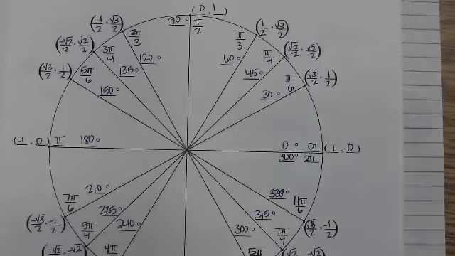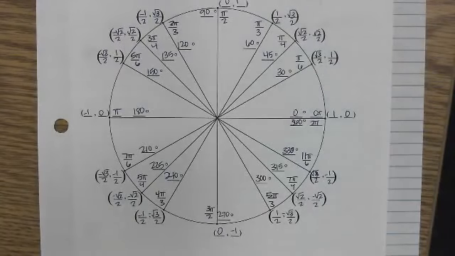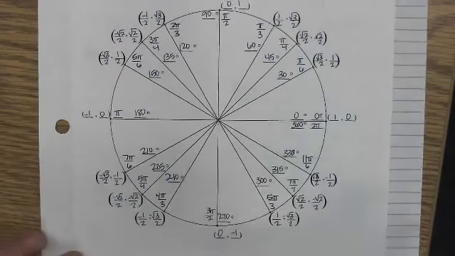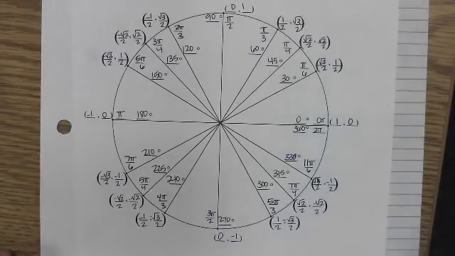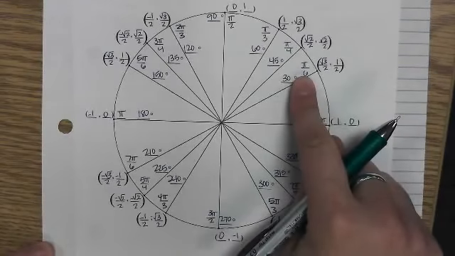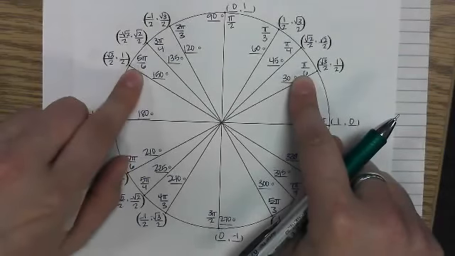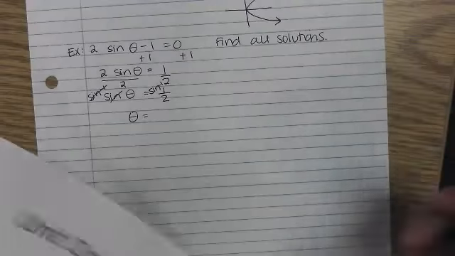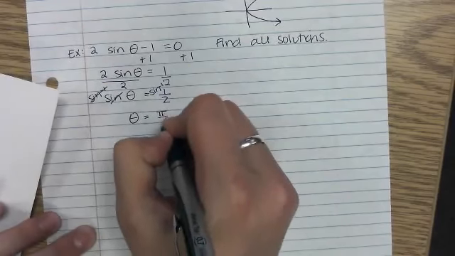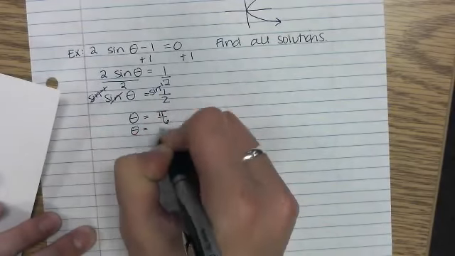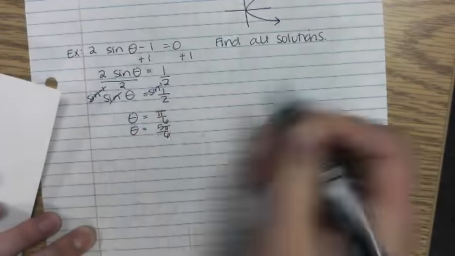So when we look on our unit circle, we don't just care about quadrant 1 and 4 this time. We actually care about all 4 quadrants. So where would the y-coordinate be? Positive 1/2. Pi over 6 and 5 pi over 6. Okay, pi over 6 and 5 pi over 6. So I'm going to write theta equals pi over 6. I'm going to write theta equals 5 pi over 6.